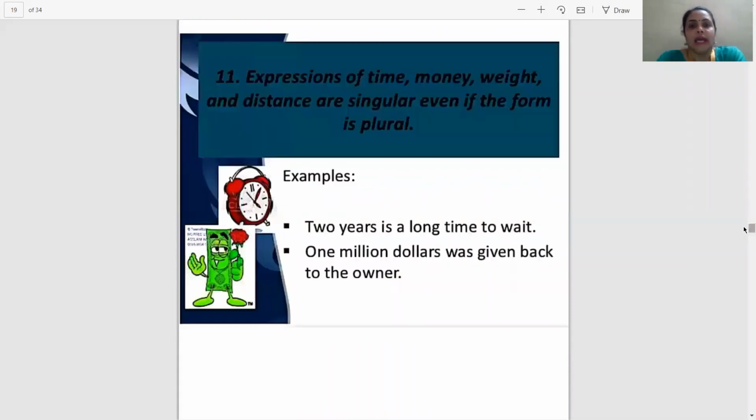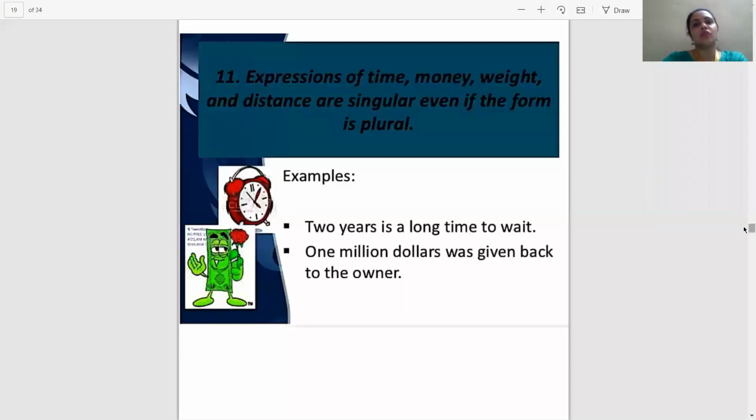11th. Expressions of time, money, weight. Yes, this is very important. Expressions of time, money, weight, and distance are singular, even if the form is plural. 5 years is a long period.